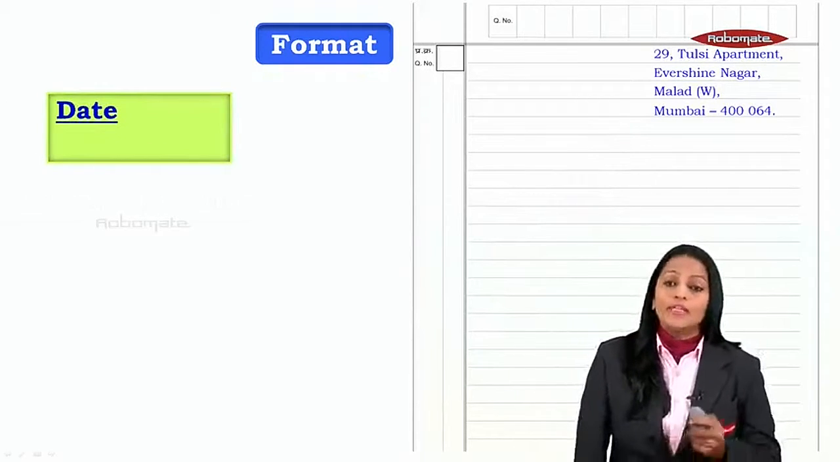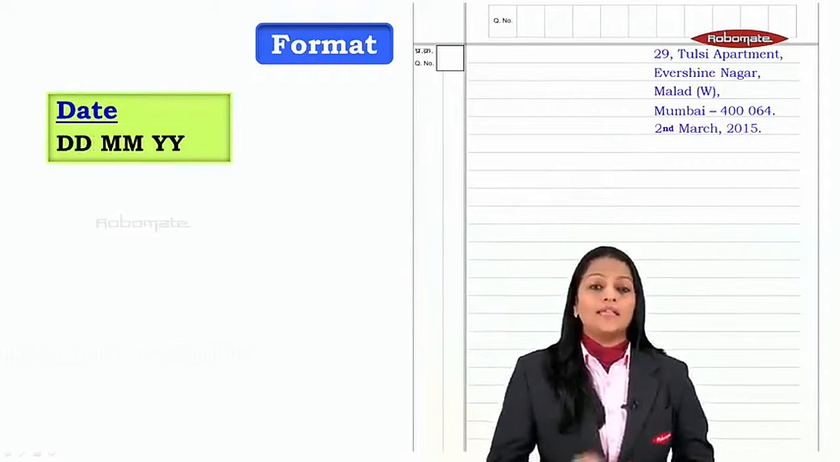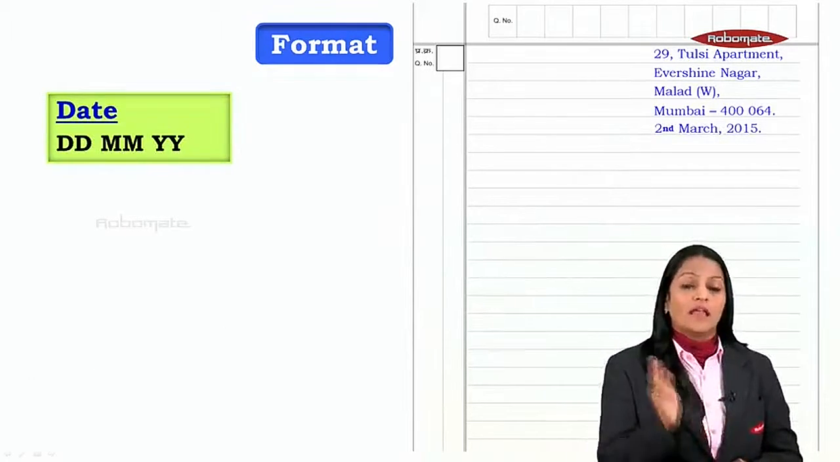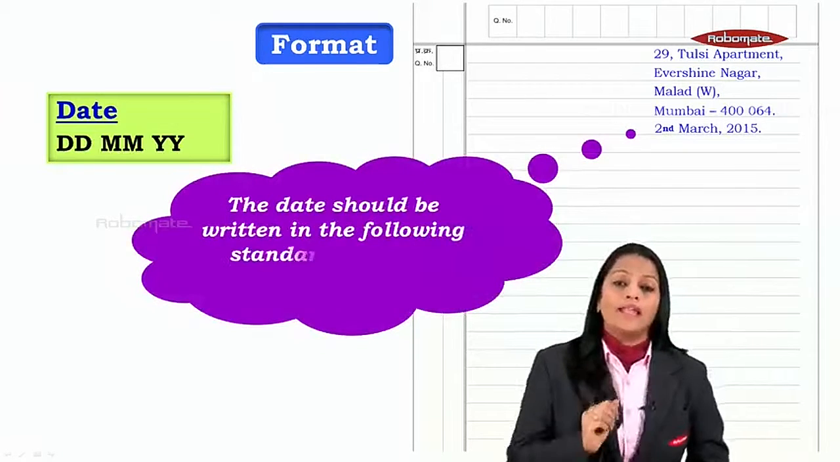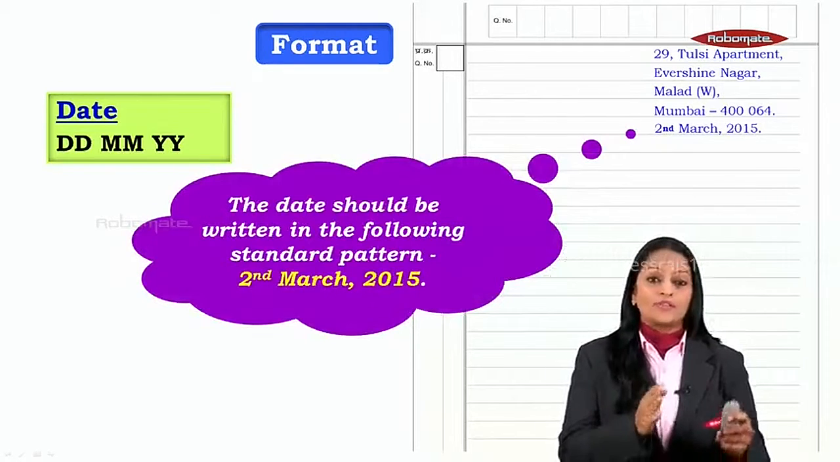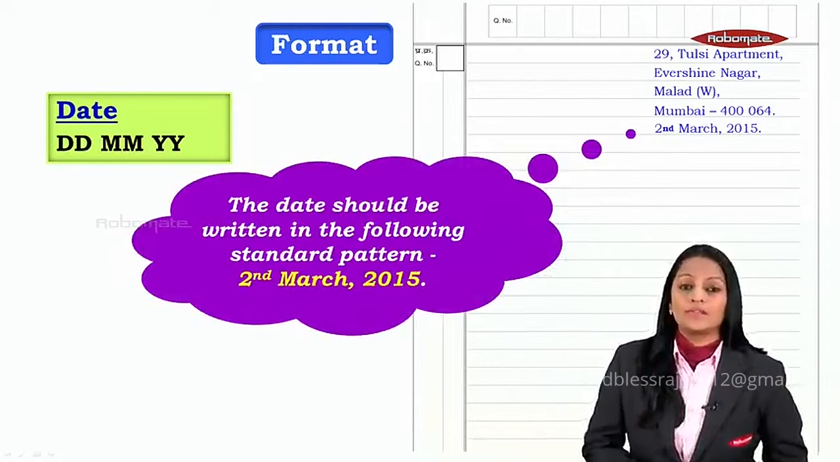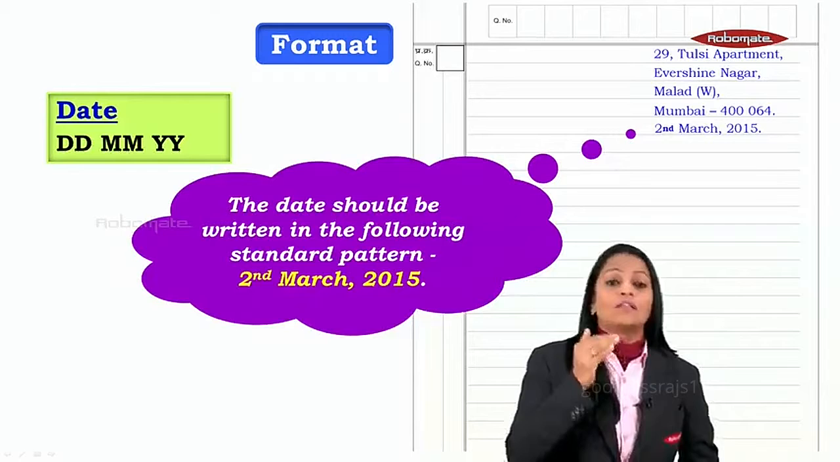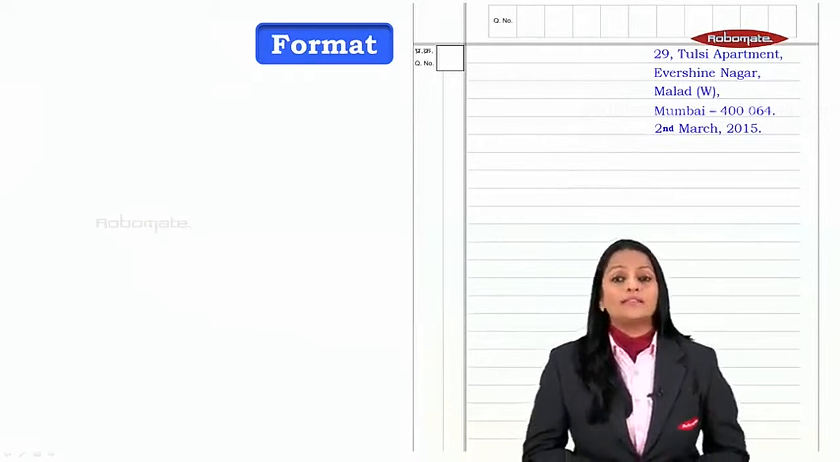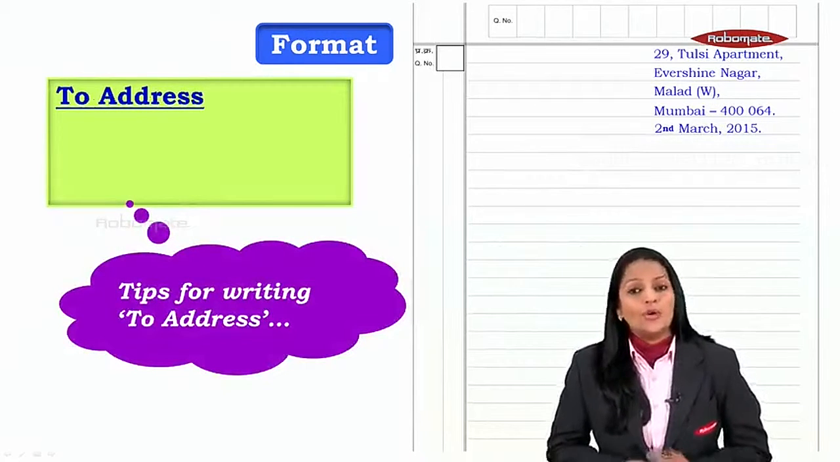Okay, next thing is the date line. Now the date has to be written as DD MM YY, meaning the date, the month and the year in that format, and let us follow a standard pattern: 2nd March 2015. So you can see there the way it is written, and this is just below the from address. Okay, students. Now the next thing that we can see is the to address.